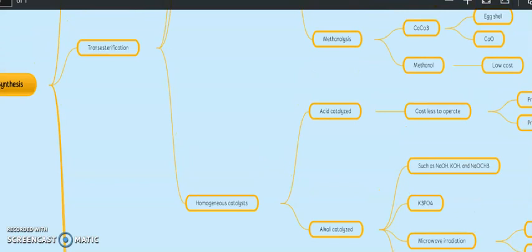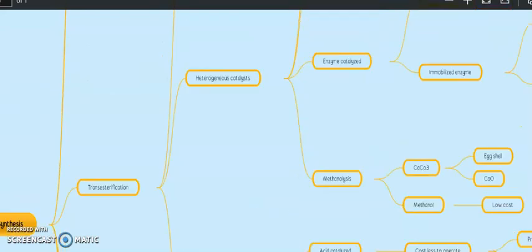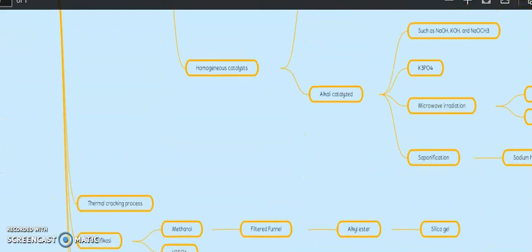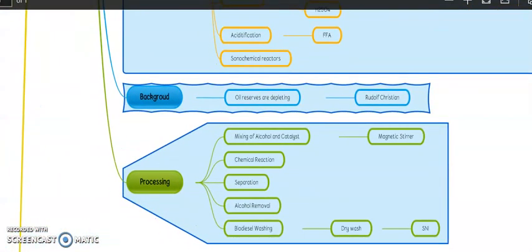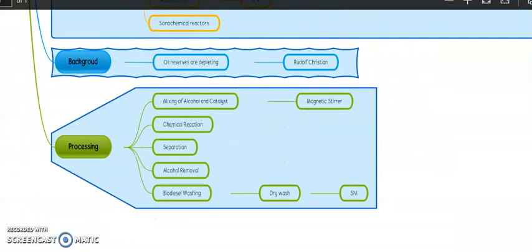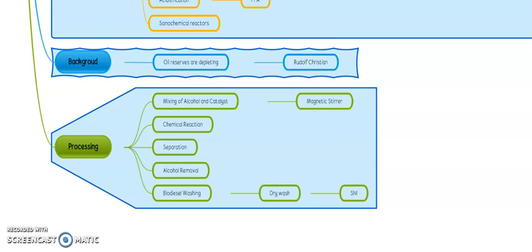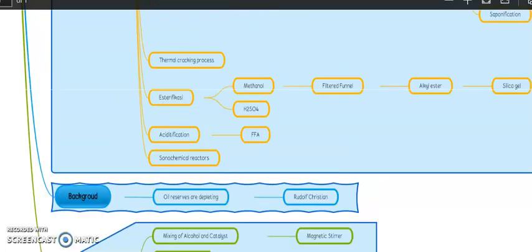It has many processes, right? The process for biodiesel includes mixing of the alcohol and catalyst, which I already explained, and then chemical reaction, separation, alcohol removal, and biodiesel washing. For biodiesel washing, some studies use dry wash, but it's not good for producing biodiesel because it doesn't really meet the standard.